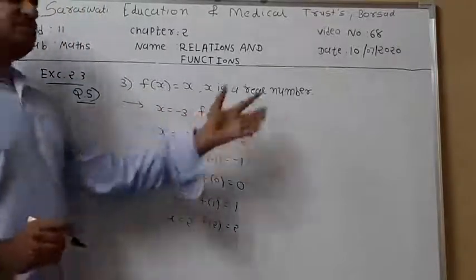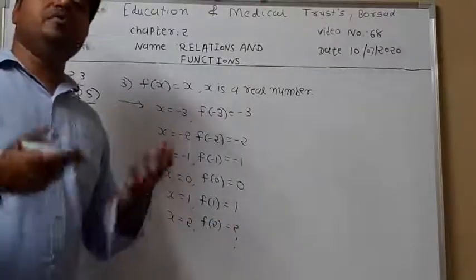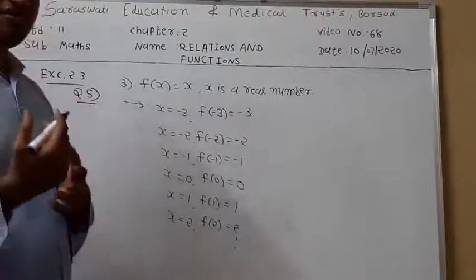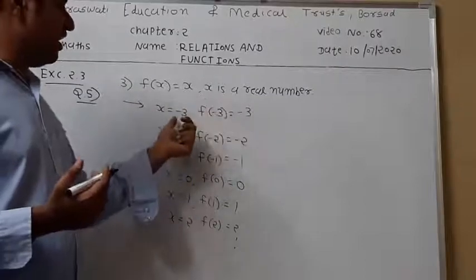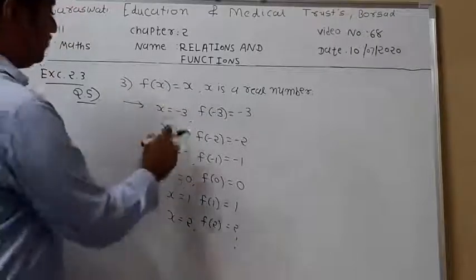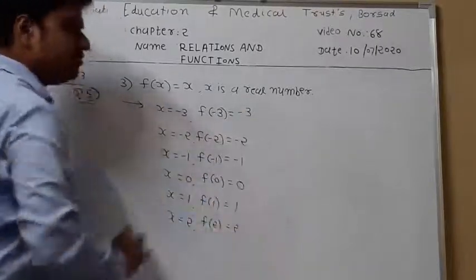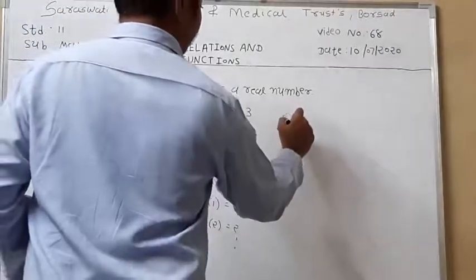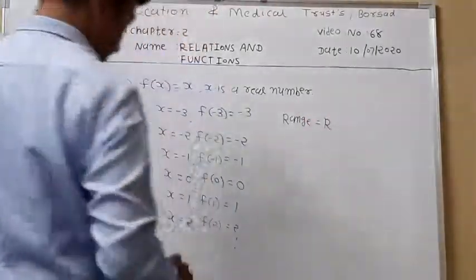Now here x is a real number, that means we can consider x equal to minus 0.5, minus 0.1, x equal to 2 by 3, x equal to 5 by 2. But here f of x is equal to x, that means any number we can consider, we get the same number. So our domain is the real numbers, and our range is also the real numbers, R.